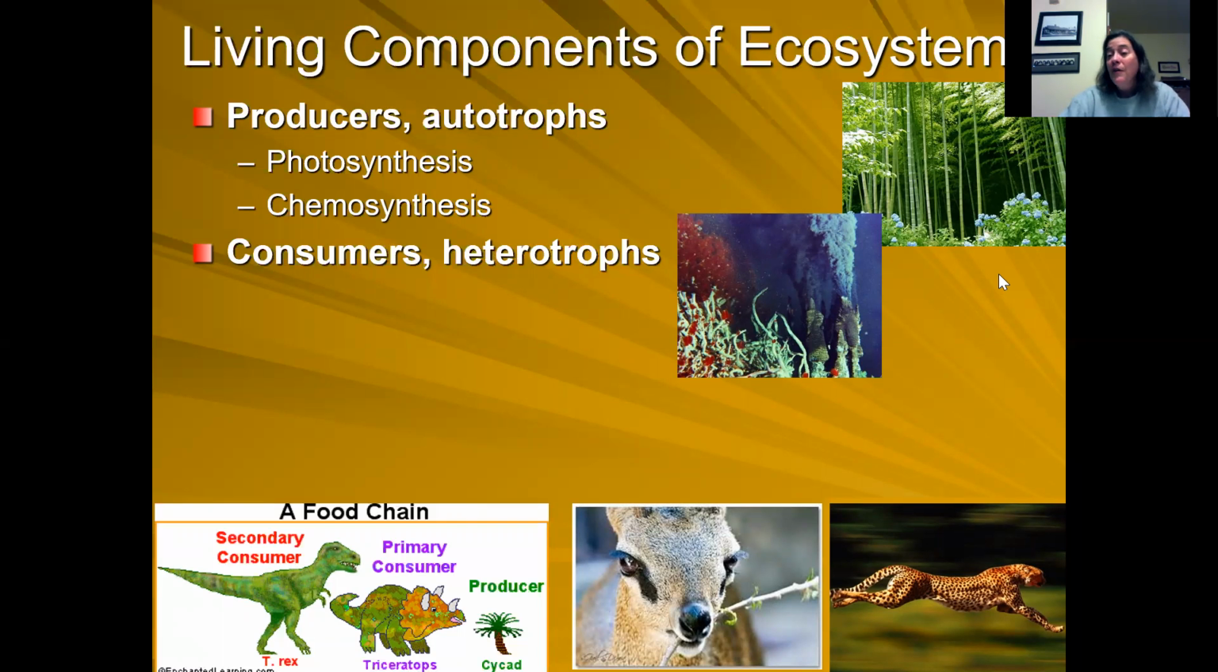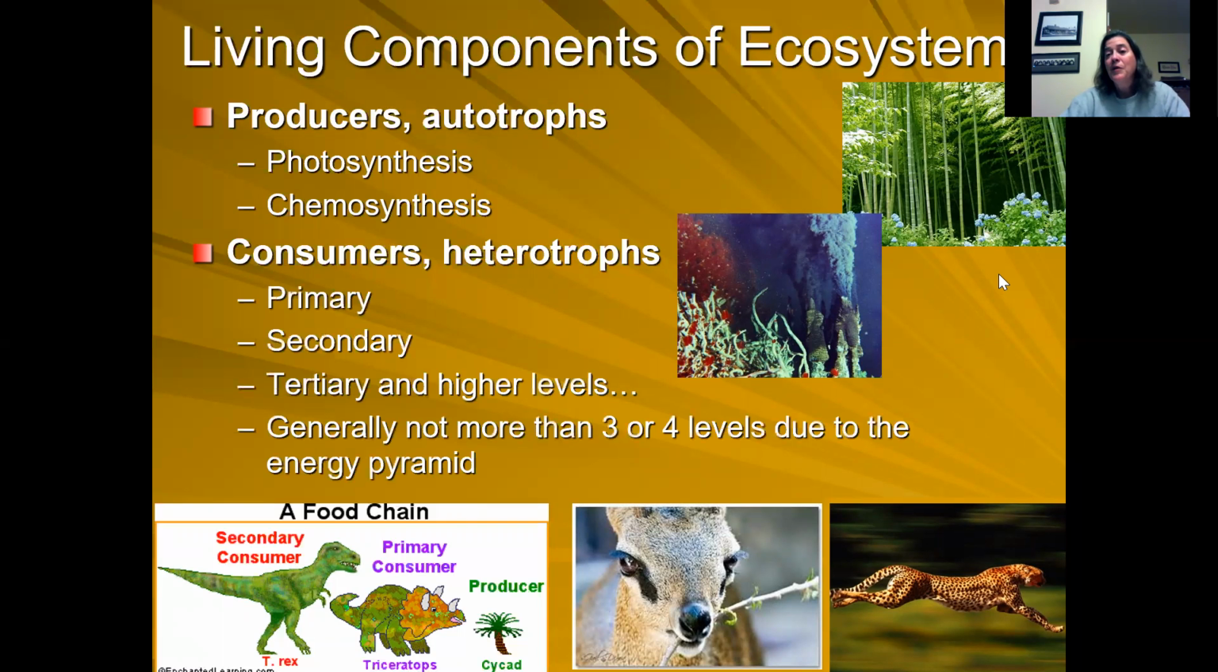And then you have all the things that are consumers. If they consume just plants, they're called primary consumers, all the way up to secondary, tertiary, and higher. Generally, you don't go too high up a food chain, more than the third or fourth level, because of that rule of 10%, that ecological efficiency concept, where you lose so much energy with each step that by the time you go too high up a food chain, there's just not enough energy to sustain those organisms.